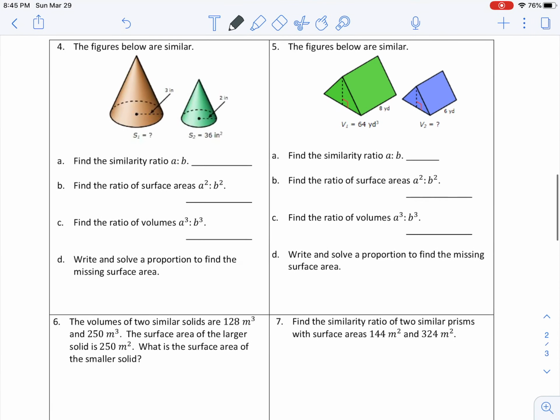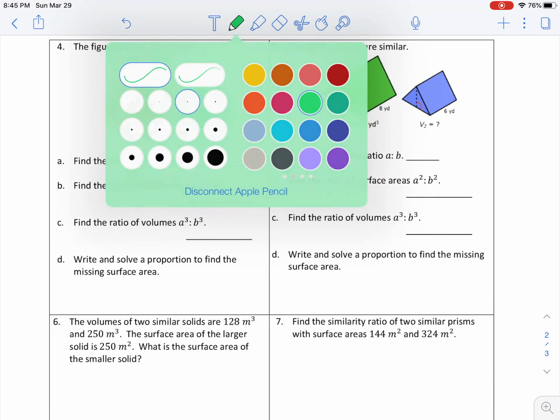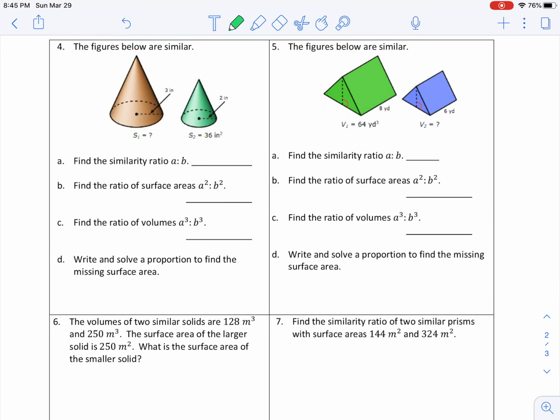What a lot of the practices are going to look like, meaning the IXLs, these images were pulled off of IXL. This is how IXL is going to ask these questions of you. So they're going to tell you they're similar. This is very important. If they're not similar, then you can't do anything. If they're not similar, you don't have a similarity ratio. Start with your similarity ratio, which means find corresponding parts and write a fraction. In these two cones, we have the radii. So I'm going to put 3 to 2.